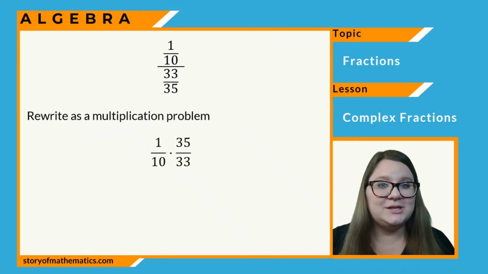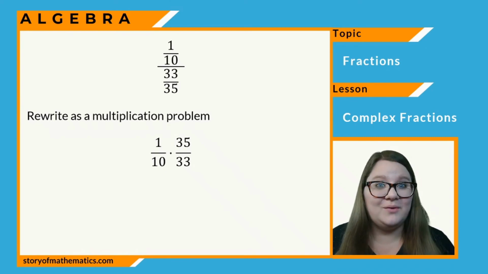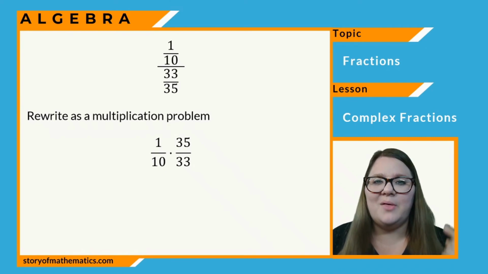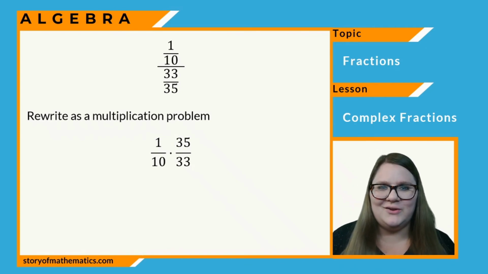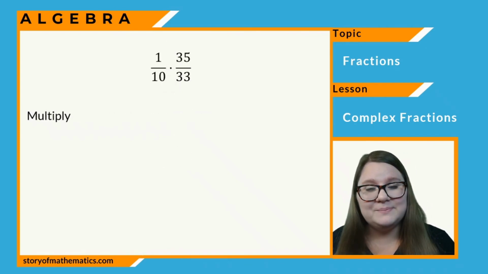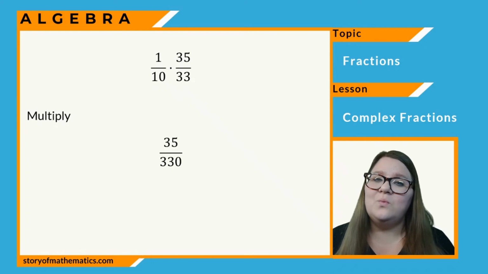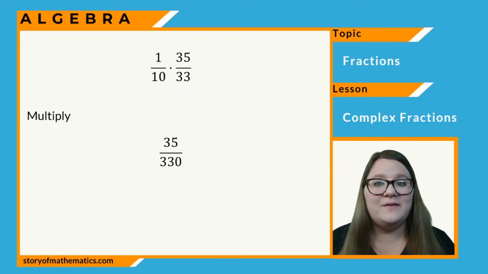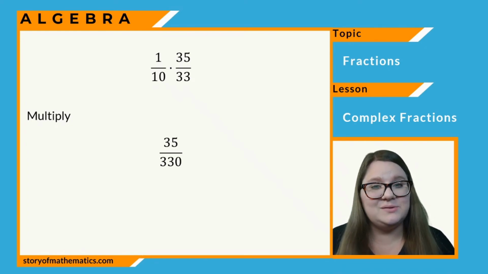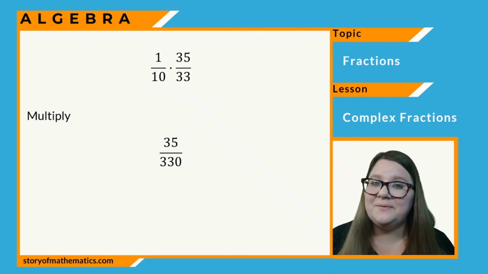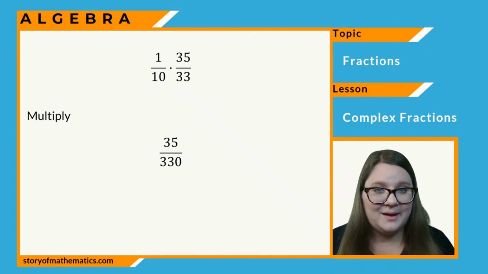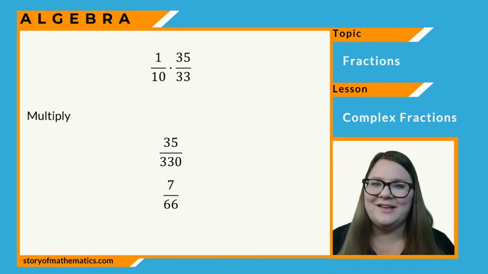Now I can rewrite this as a multiplication problem. Keep the top fraction, change to multiplication, and flip the bottom fraction. So that 33 over 35 flips to become 35 over 33. Now I can multiply across, and 1 times 35 is 35, and 10 times 33 is 330. To simplify this, I can divide both top and bottom by 5, which gives me 7 over 66 as my final answer.